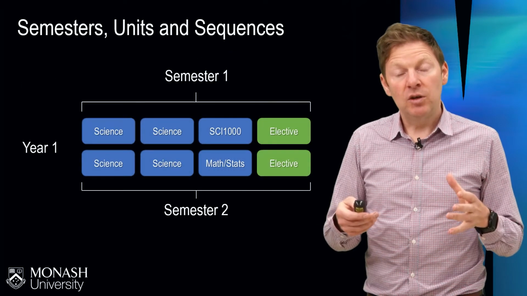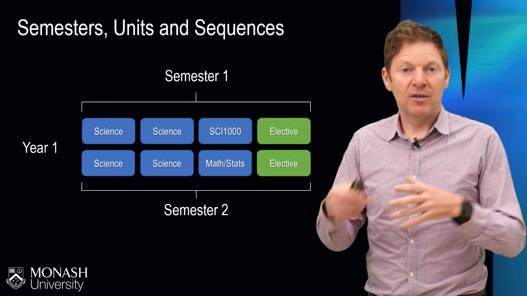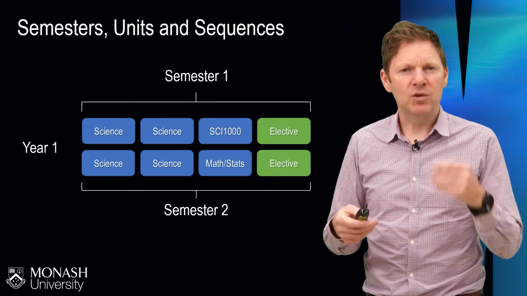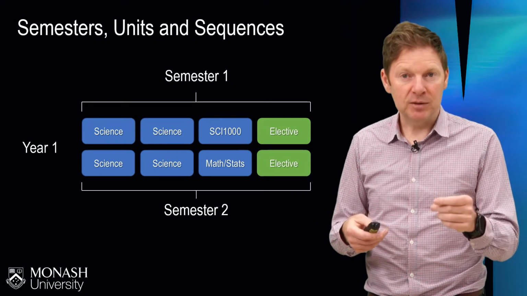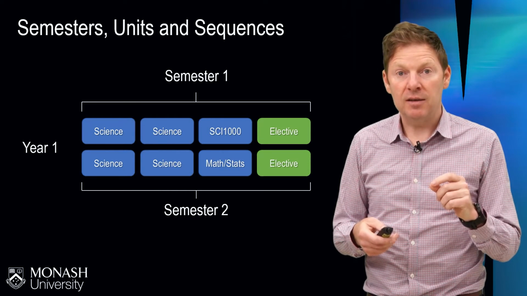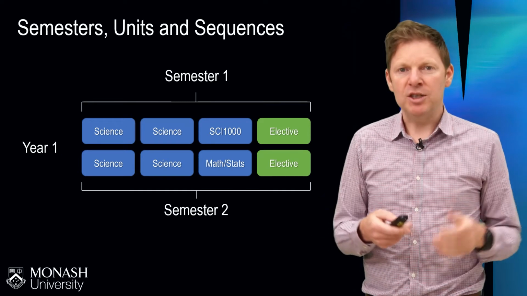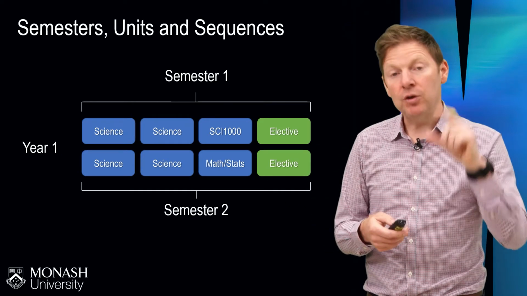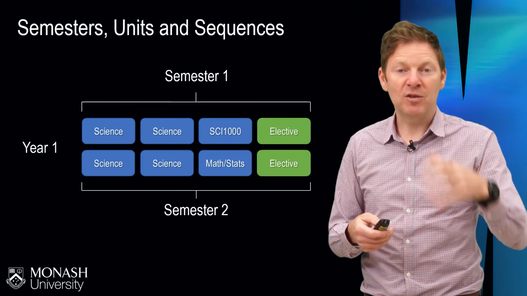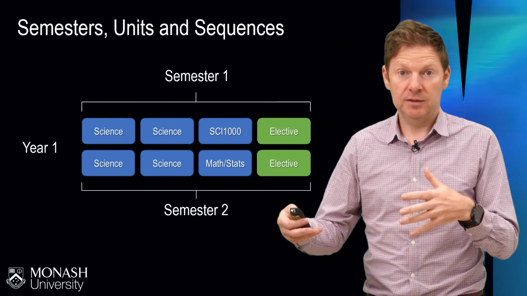So as I've mentioned, we have semesters, units and sequences. Now, we have the first semester and the second semester, reasonably self-explanatory. I've talked about units, so what's a sequence? A sequence is a pair of units that go together coherently. So we often talk about first year biology or first year chemistry. That's 2 units, one after the other. So for example, one in the first semester and then one in the second semester. And we call that a first year sequence.